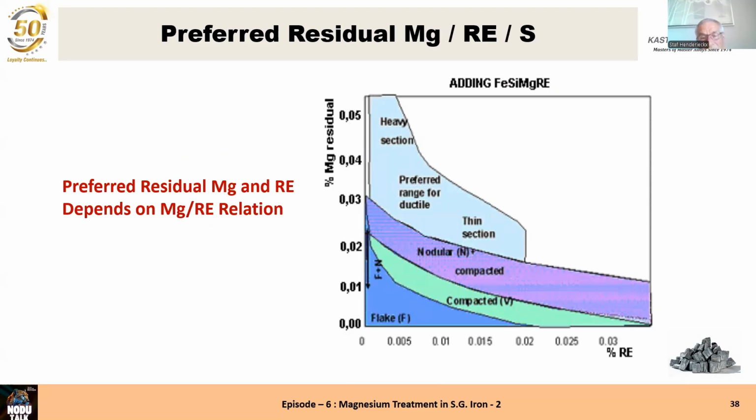And the magnesium to the rare earths, this is also a graph that is very important. It's relative. You can see there is mentioned heavy section and there is mentioned thin section. Please pay attention that the more rare earths you use, the lower the amount of residual magnesium should be. Otherwise, you are in the blank zone, the white zone over there, and there you can get all different problems you never want. Try to be in the upper zone there for heavy sections, preferred, and thin sections.